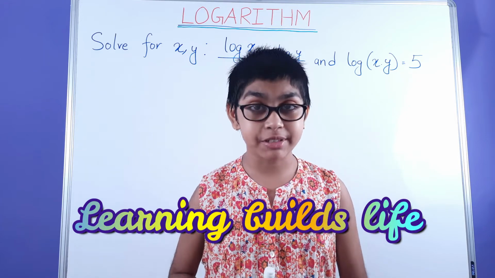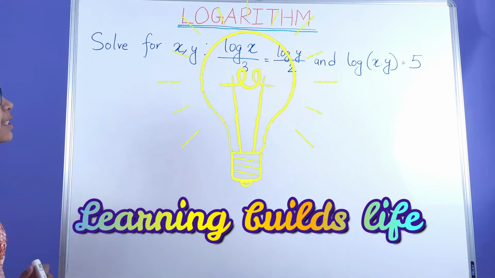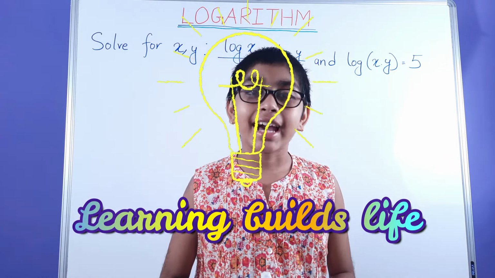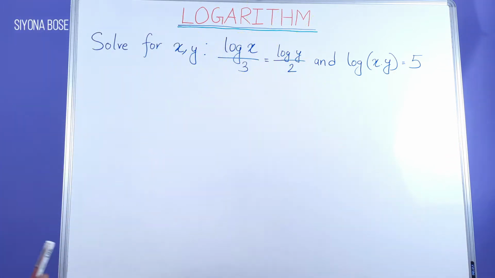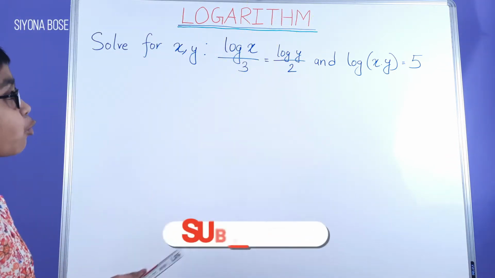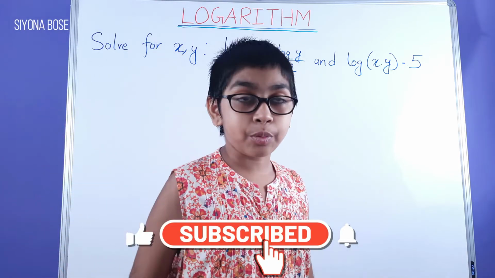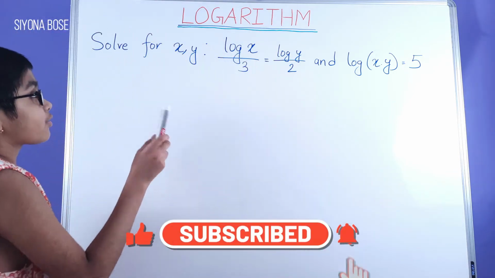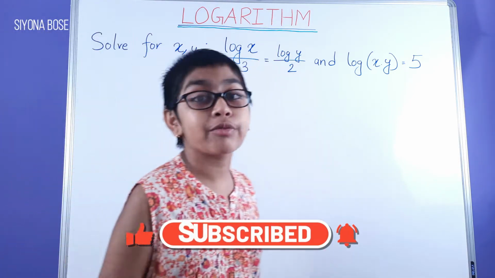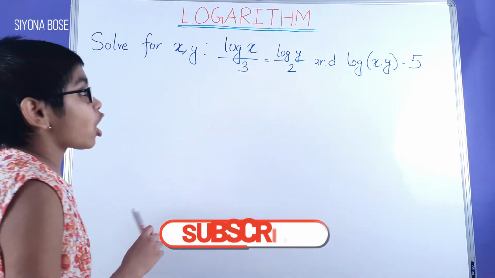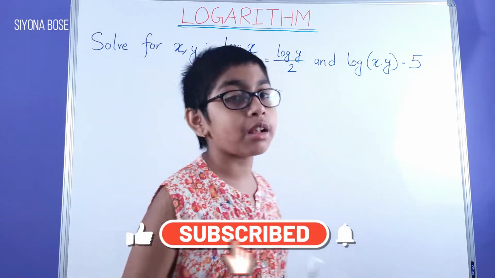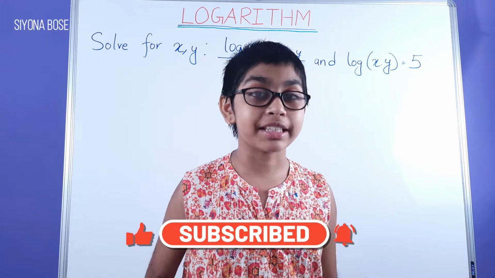Today we are going to talk about logarithms. Let's take a look at today's sum. Solve for x and y. Log of x by 3. These are the two equations. Log of x by 3 equal to log of y by 2, and log of the product xy equal to 5. Let's do this.